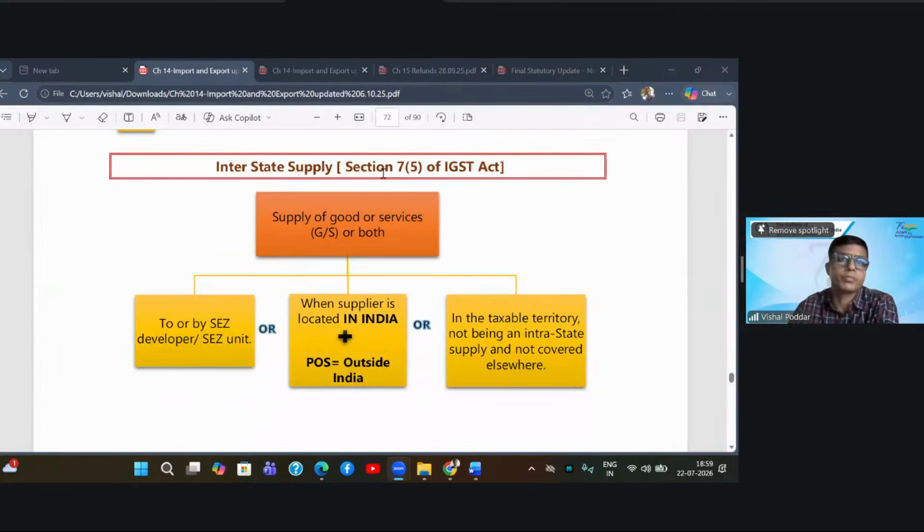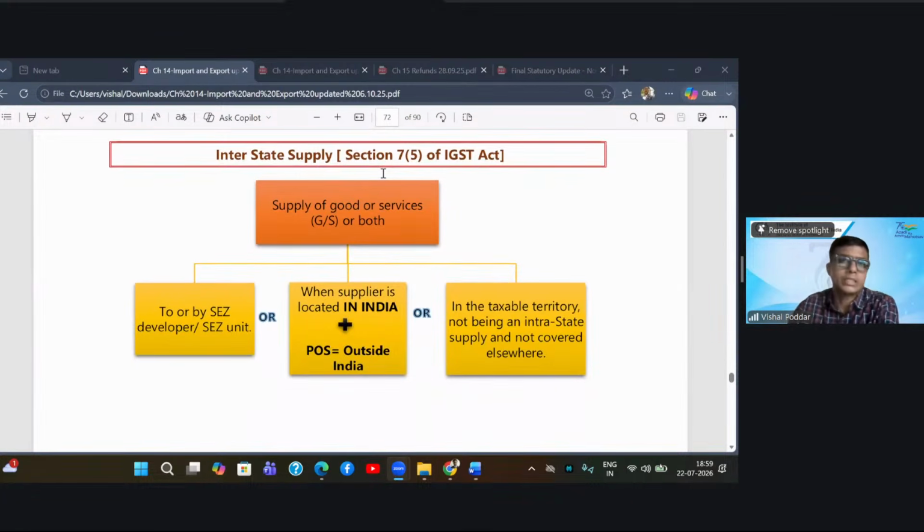Next, interstate supply. Now we have section 7(5). Just a minute, students.